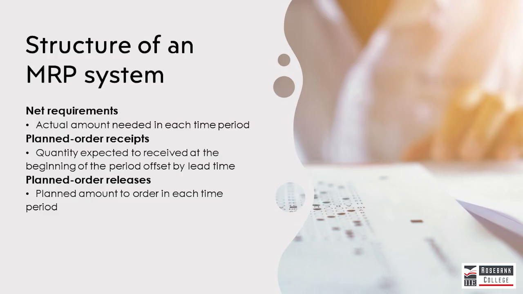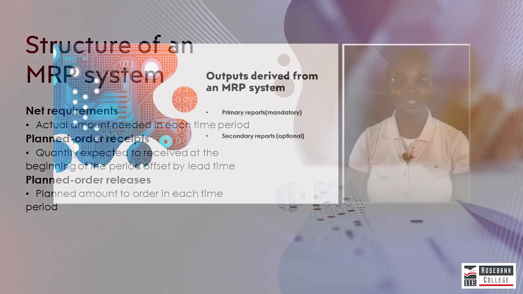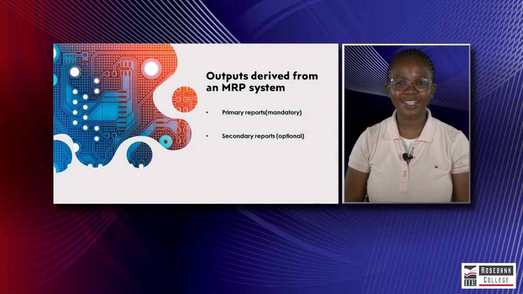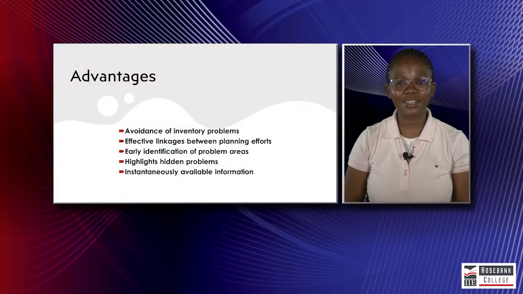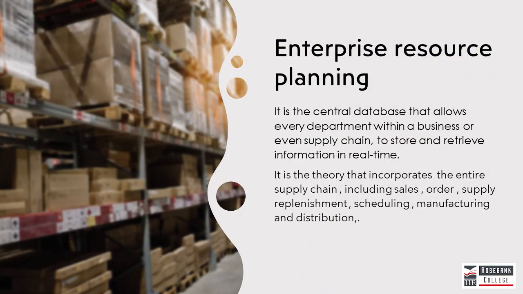Using an MRP system has some advantages, such as the organization can avoid inventory problems as well as highlight hidden problems. On the other hand, some of the disadvantages are that the system requires a detailed MPS and it requires a lot of effort in recording information.